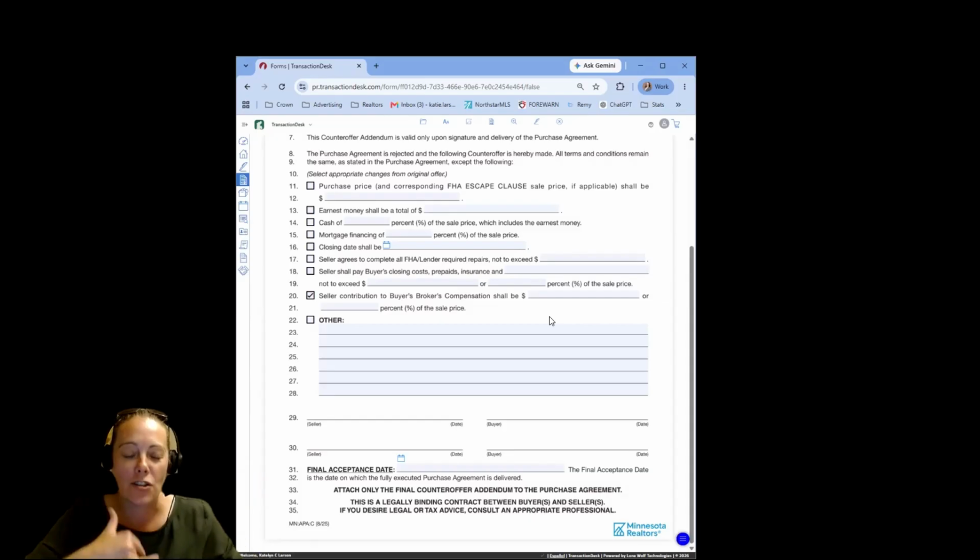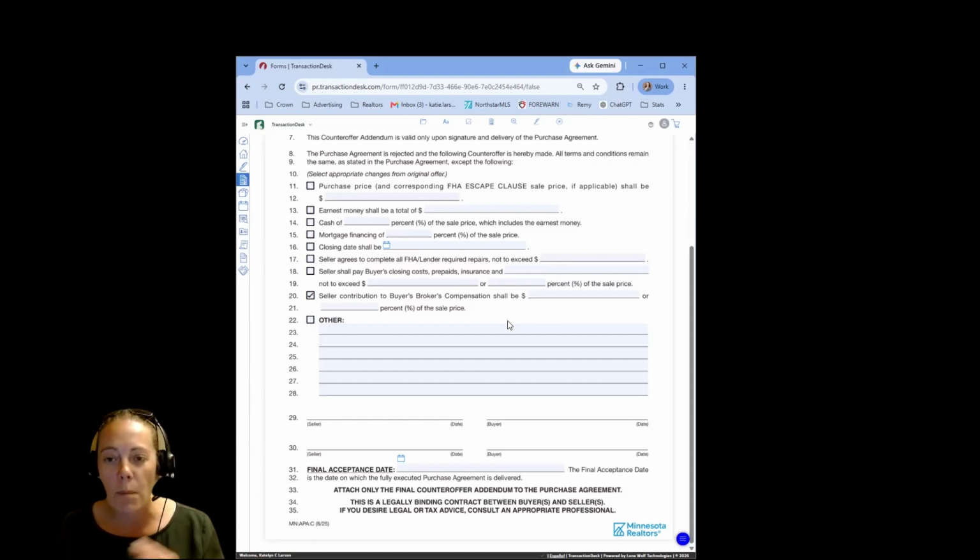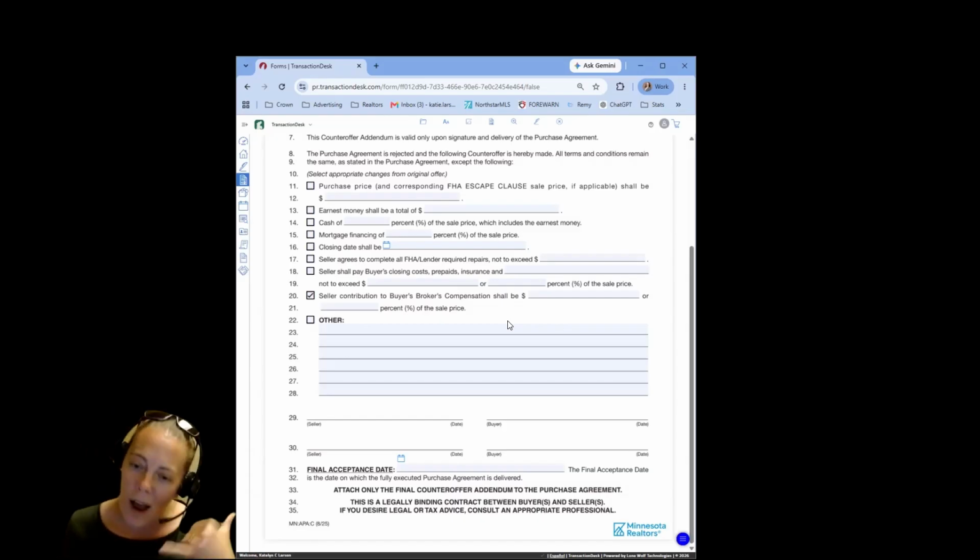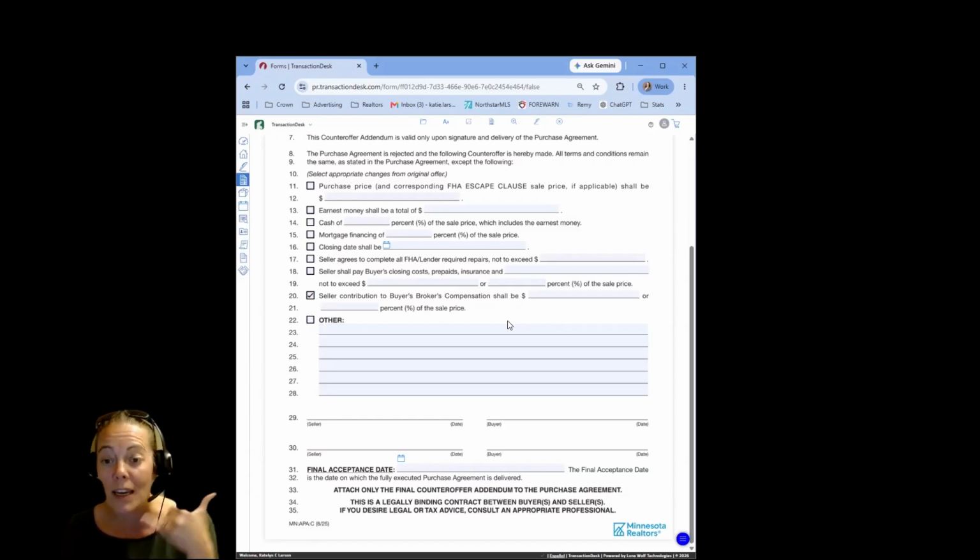So the state last year put this into the counteroffer so it is easy for anybody to change it. Okay. So if a buyer's agent calls you and says, "Hey, are you offering cooperating broker compensation?" And you say, "Why, yes, I am. I'll send you over the document." And you send it and they sign it, that other agent signs it.